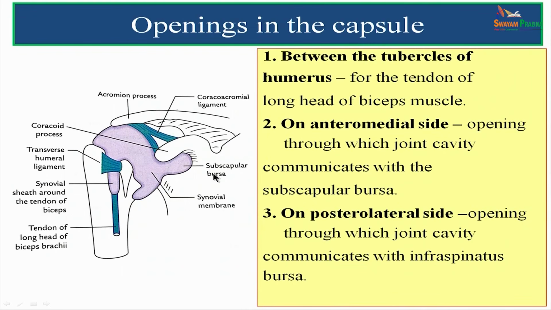Openings in the capsule. The capsule presents with 3 openings on its surface. Number 1 is between the tubercles of the humerus for the tendon of the long head of biceps muscle to come out, because this tendon has an intracapsular origin. So it has to come out of the joint cavity. It passes through the opening through the capsule between the 2 tubercles of the humerus. On the anteromedial side, there is another opening through which the joint cavity communicates with the subcapsular bursa. On the posterolateral side, there is another opening through which the joint cavity communicates with the infraspinatus bursa.